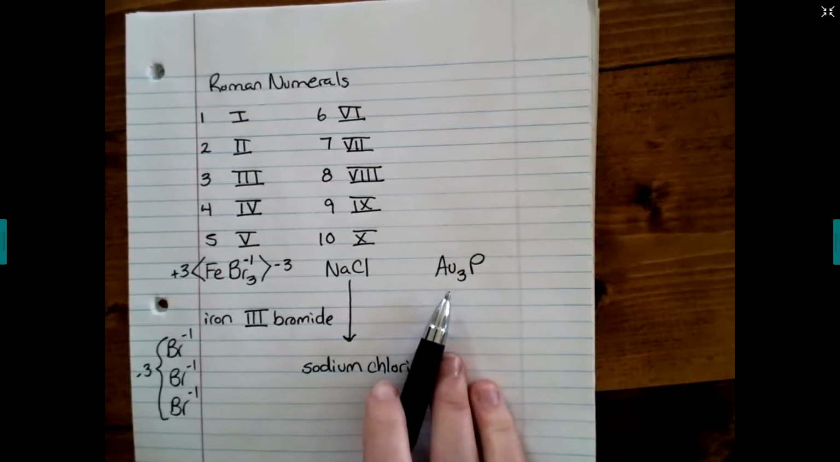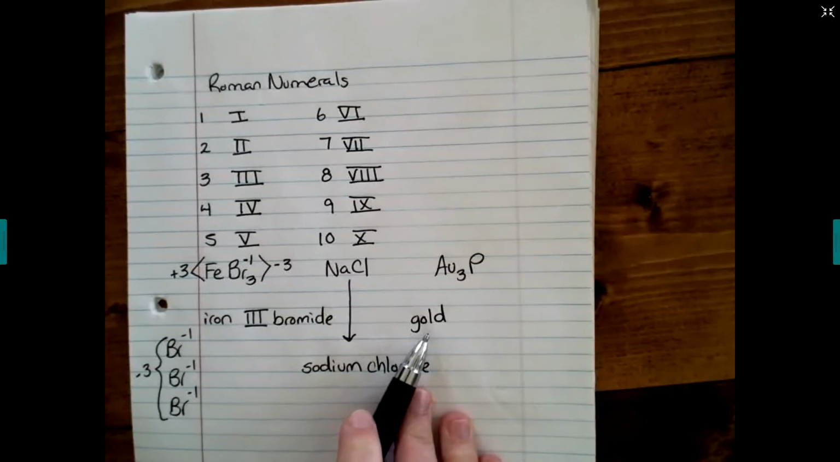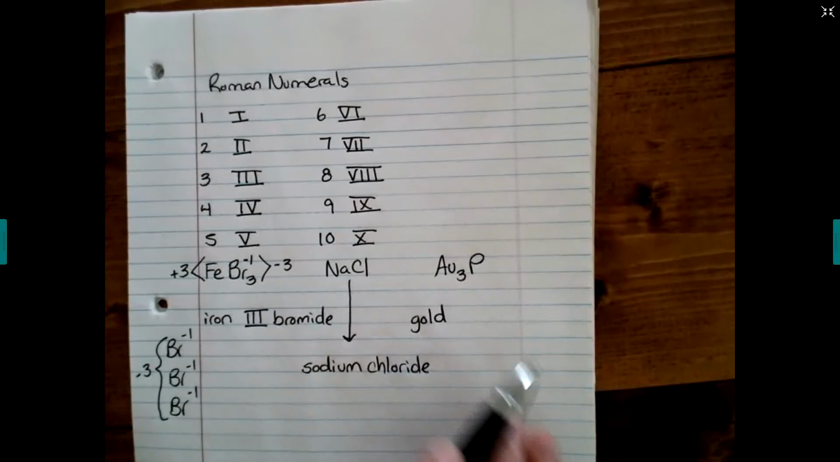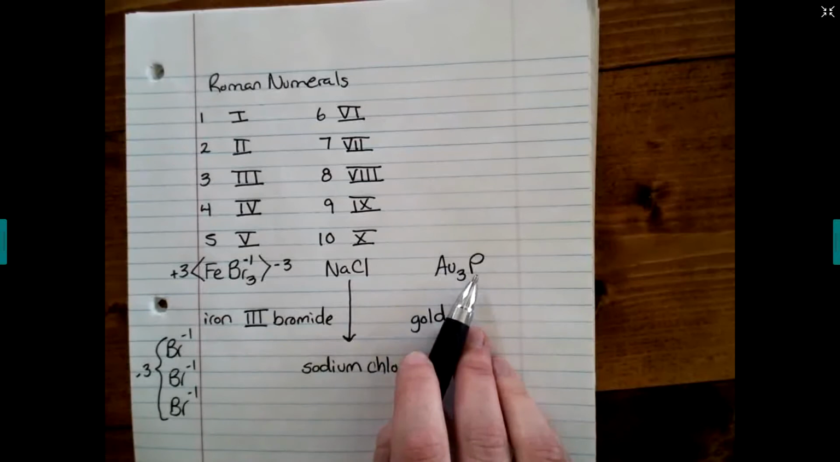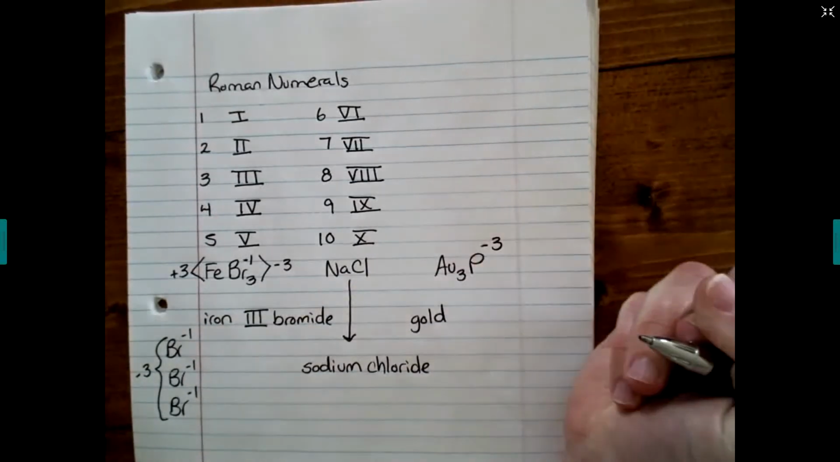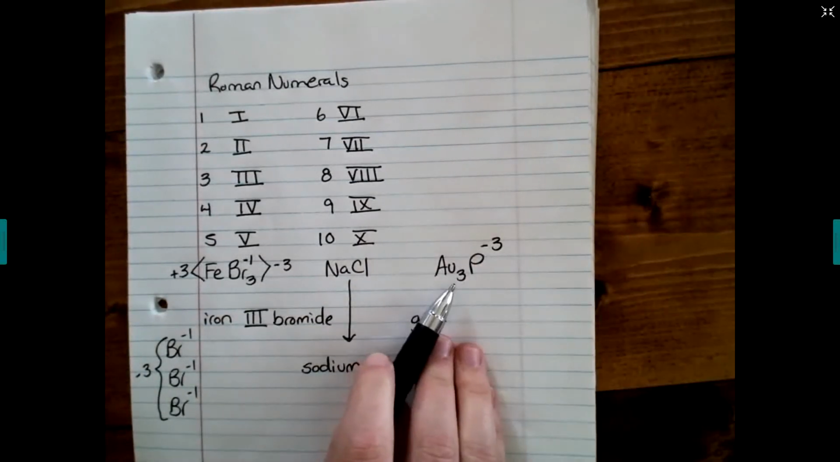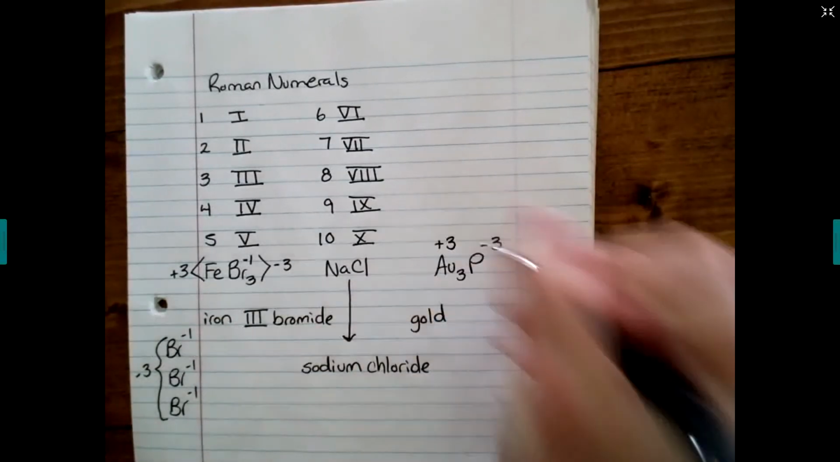And moving on to our last one, Au is gold. Gold is one of your transition metals. So that means it has multiple charges. So we will have to include a Roman numeral. So once again, to figure out what gold's Roman numeral is, let's look at the charge of phosphide. Phosphide is in group 5, so that means it has a -3 charge. And remember, we said ionic compounds have to be neutral, so that means gold has to be +3.